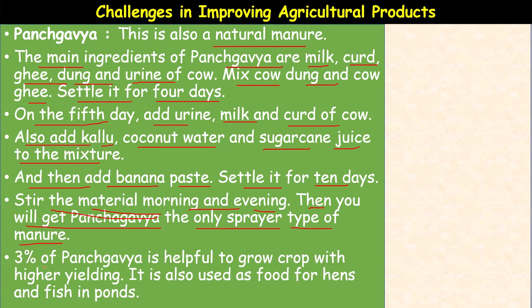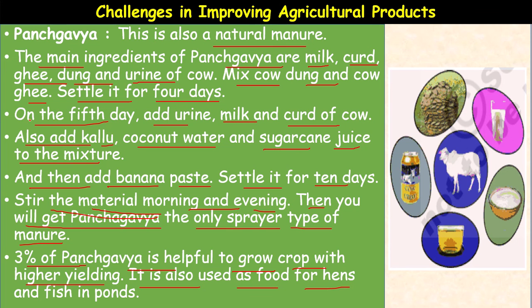Wonderful. 3% of Panchagavya is helpful to grow the crop with a higher yield. It is also used as food for hens and fish in ponds. So, these are the different ingredients. What are the ingredients in Panchagavya?